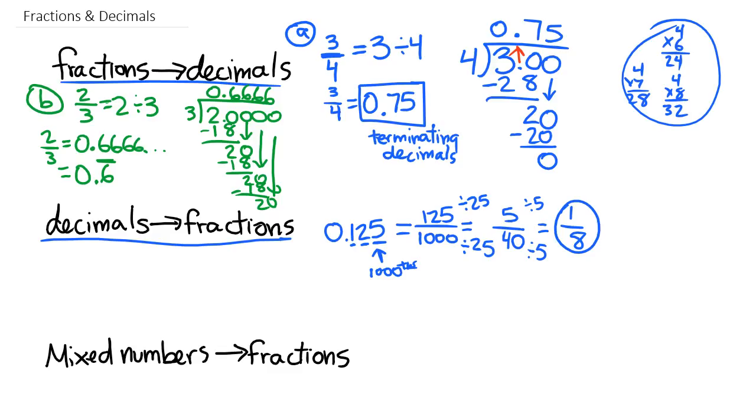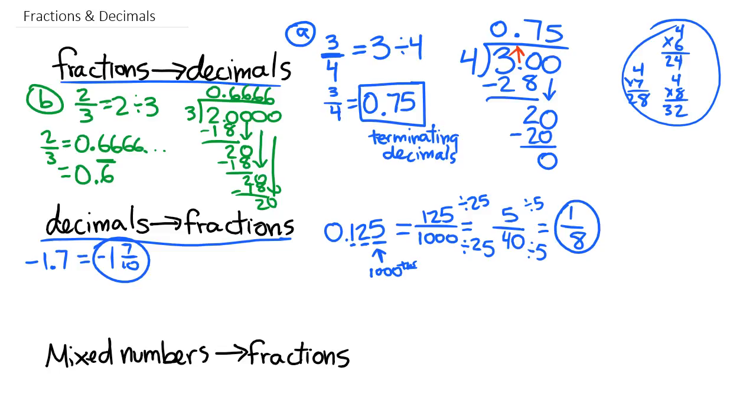Now let's take a look at one other example here. Let's do negative 1.7. Okay, so we say this is negative 1 and 7/10. And actually we can't do anything more with that, so we just need to leave it as that.